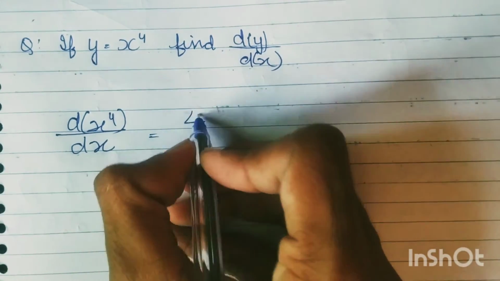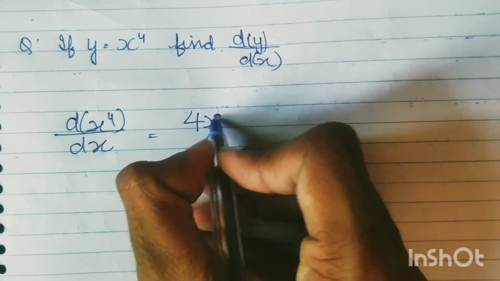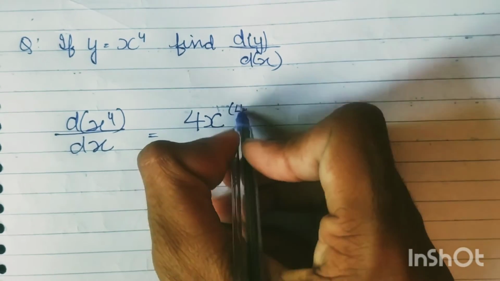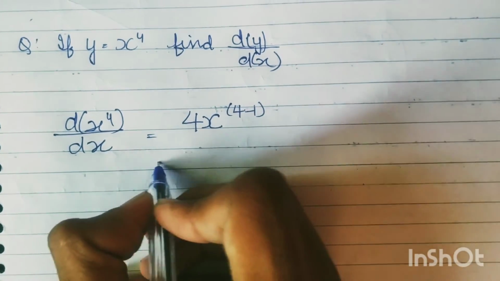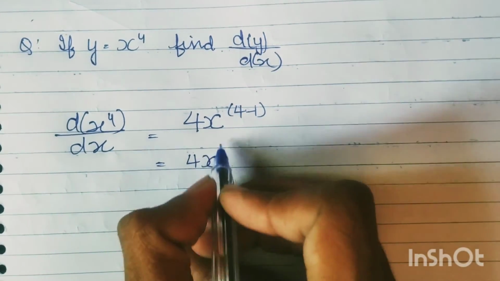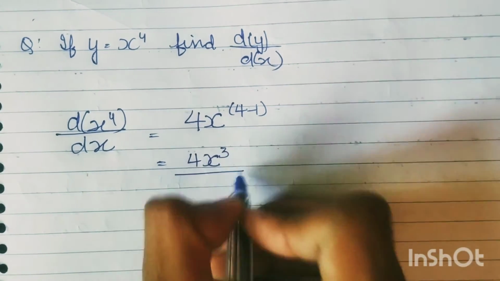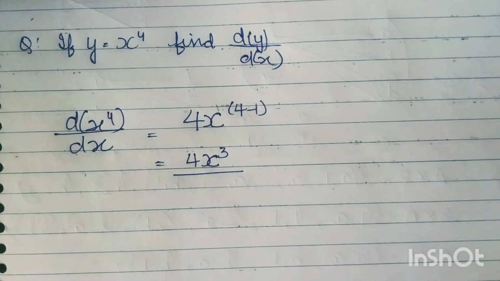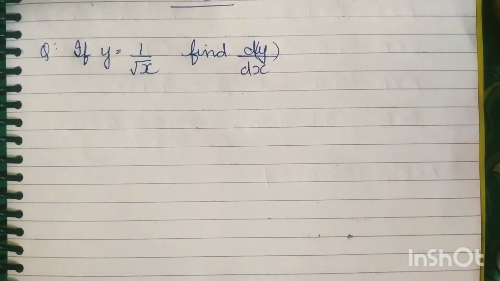Then bring your power 4, and then your variable x raised to the power of 4 minus 1. That is 4x, and 4 minus 1 is 3. Your answer is 4x cube. Our next example is something different.